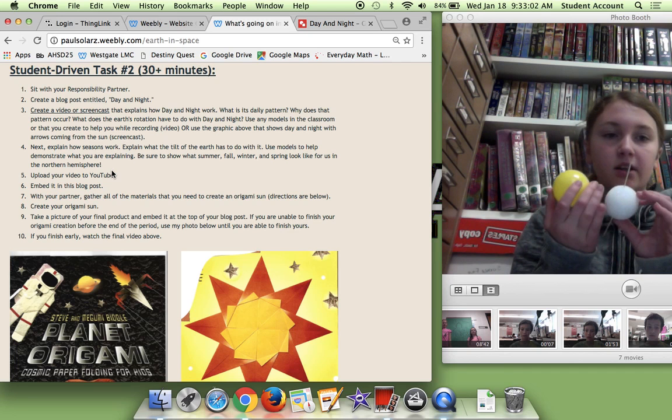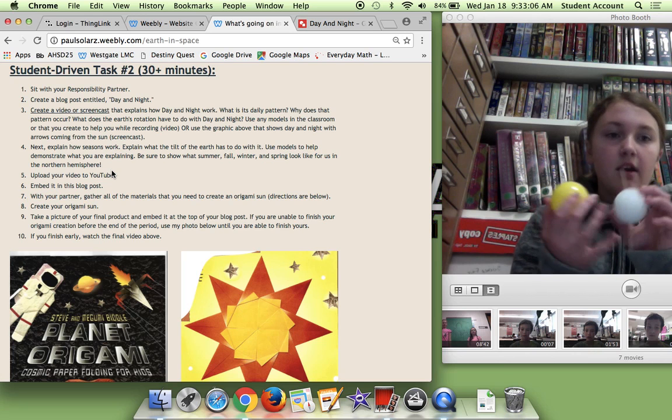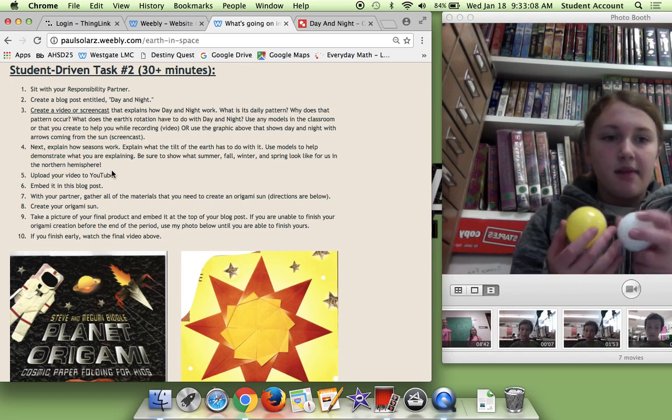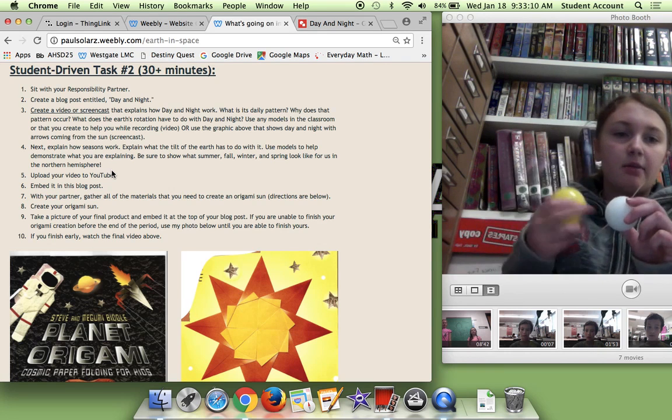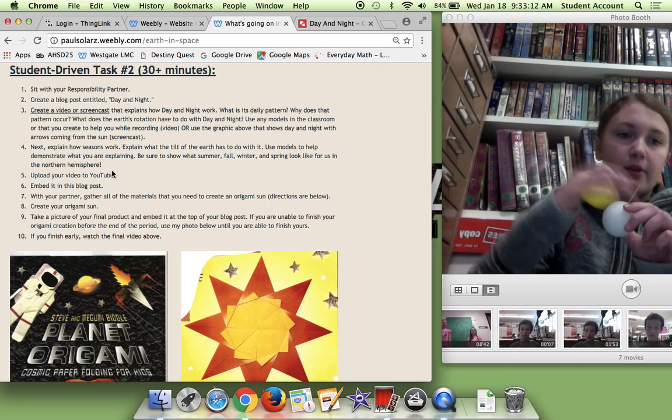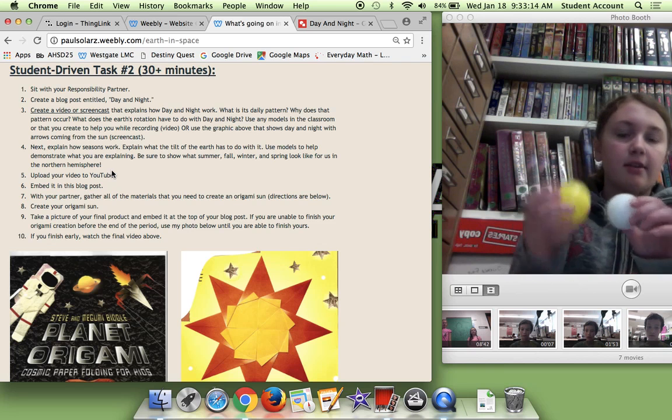Probably this side would be winter, this side would be fall, this side would be spring, this side would be summer. And then the tilt of it really matters, so like this, this side would probably be summer, fall, spring, winter. So it really depends.